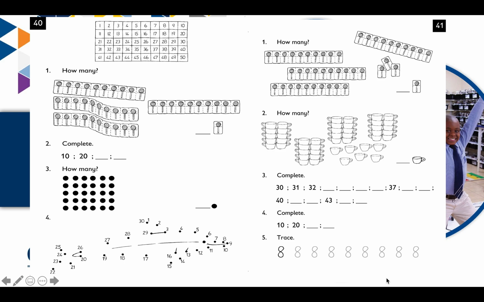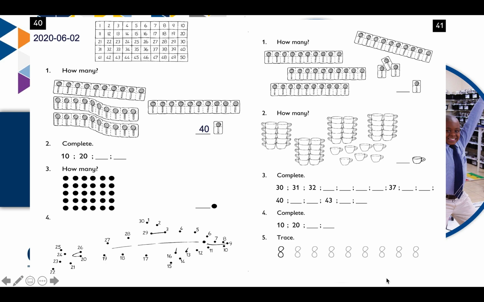So the first thing says how many, and here we have our strips of suckers. So if we count our suckers, there are 1, 2, 3, 4, 5, 6, 7, 8, 9, 10 suckers in each strip. So here we are counting in tens. So if we count 10, 20, 30, 40, we have 40 suckers for number 1.